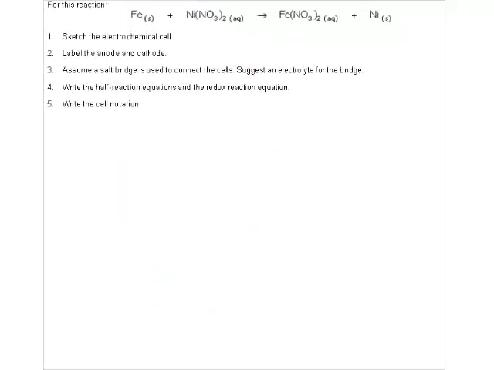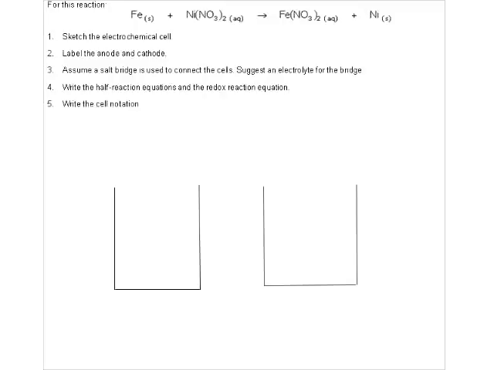Let's do a couple of examples. Okay, here's an example where we're looking at the reaction between iron and nickel nitrate, producing iron nitrate and nickel. So we want to sketch an electrochemical cell of this. So we say, okay, no sweat, we can do this. I'm simply going to draw my 2 beakers. Only a sketch, by the way, doesn't have to be perfect. There's my 2 beakers, and I'm going to draw it the way it's written.